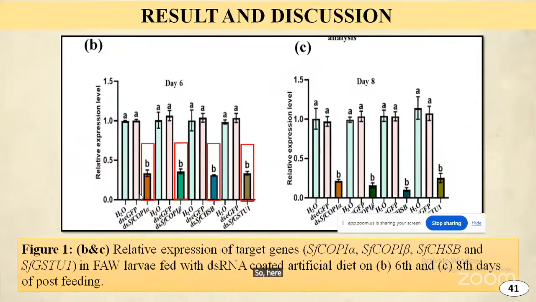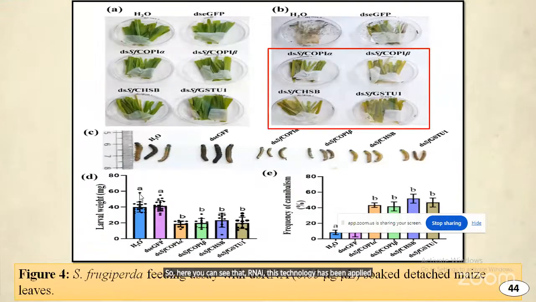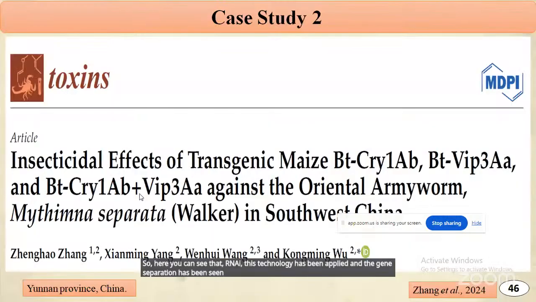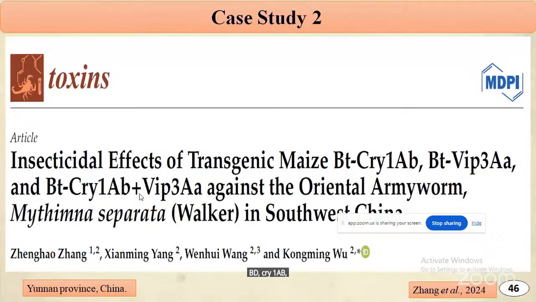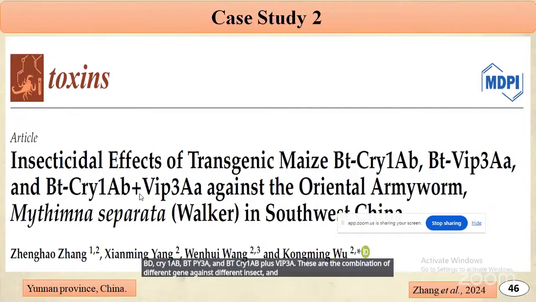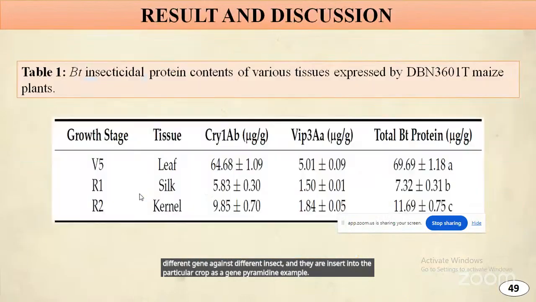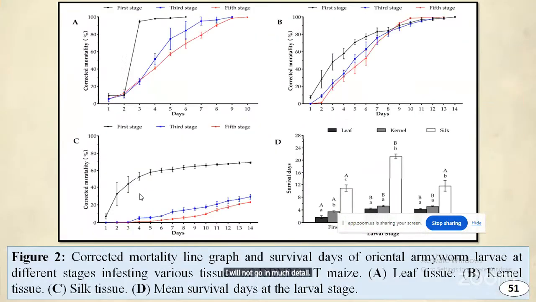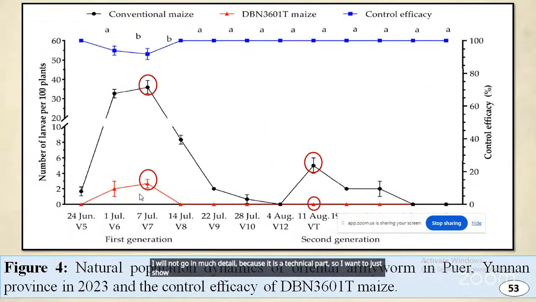So here you can see that this RNAi technology has been applied and gene suppression has been seen when they did this trial. The second is the insecticidal effect of transgenic maize Bt Cry1Ab, Bt Vip3A, and Bt Cry1Ab plus Vip3A. These are combinations of different genes against different insects, and they are inserted into the particular crop as a gene pyramiding example. I will not go into much detail because it is the technical part. I just want to show that this paper shows the transgenic approach they have used, using this gene pyramiding in crops.